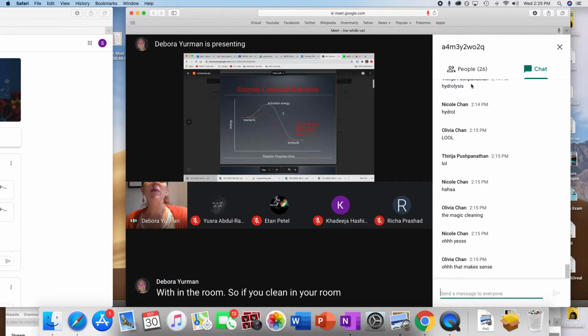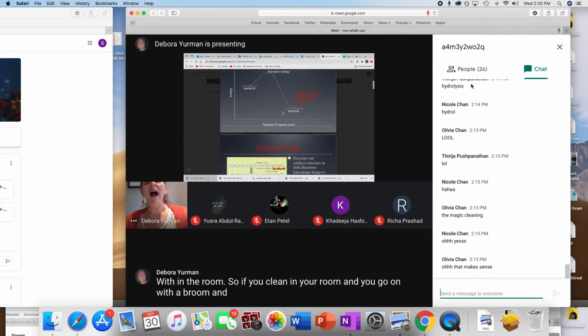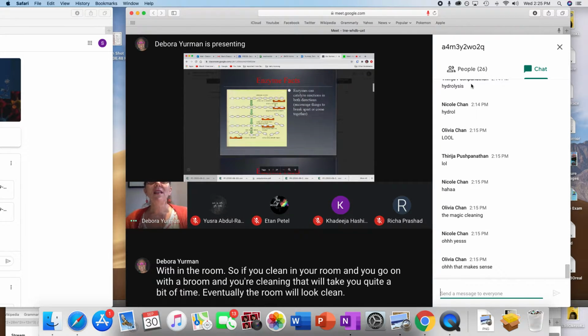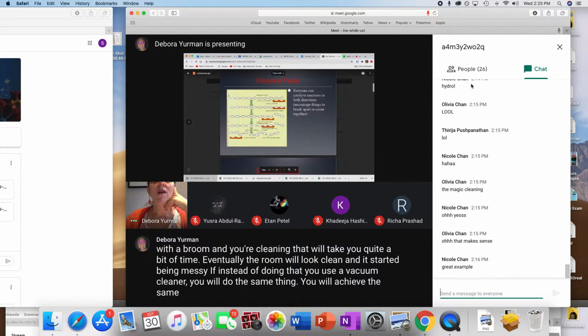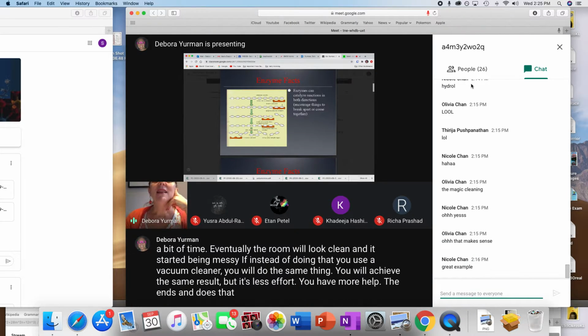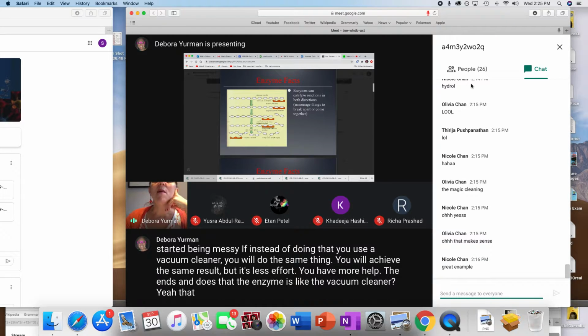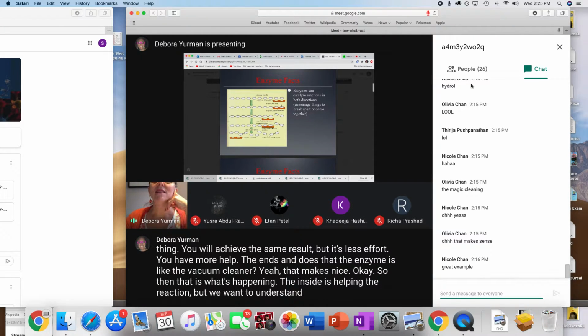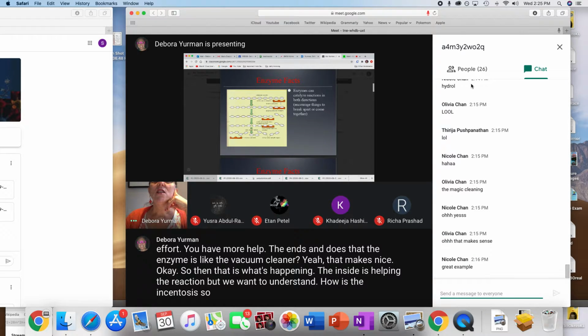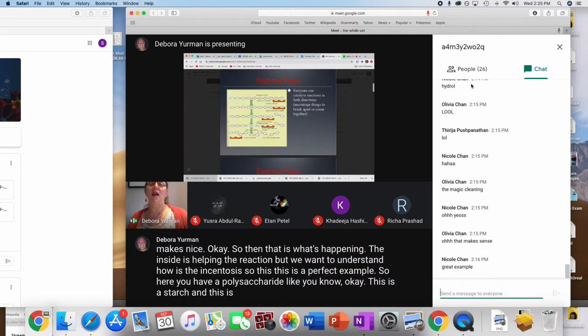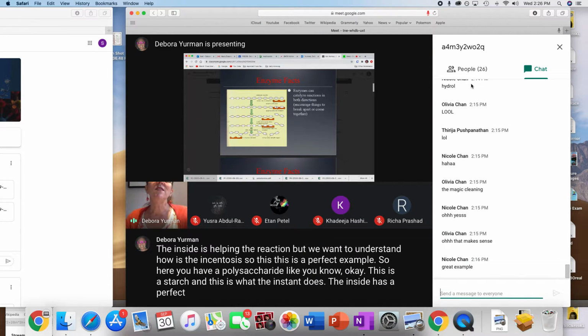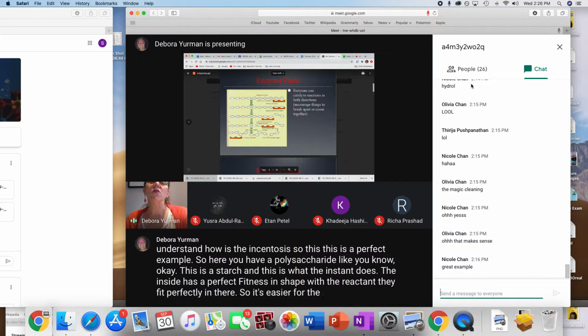The enzyme is helping the reaction, but we want to understand how the enzyme does this. So this is a perfect example. Here you have a polysaccharide, okay, this is a starch, and this is what the enzyme does. The enzyme has a perfect fit in shape with the reactant. They fit perfectly in there. So it's easier for the reaction to work and cut off the bond because they are now connected to a base, and that base makes it easier for it to occur.